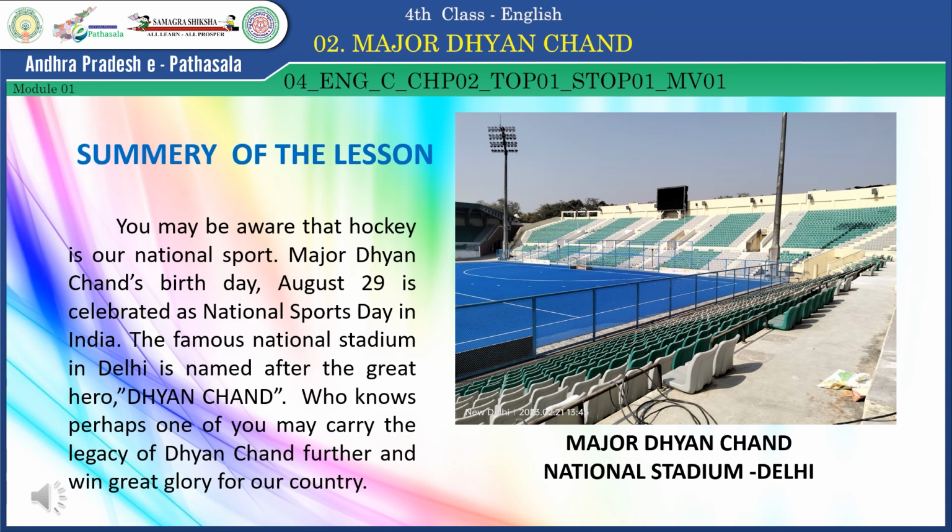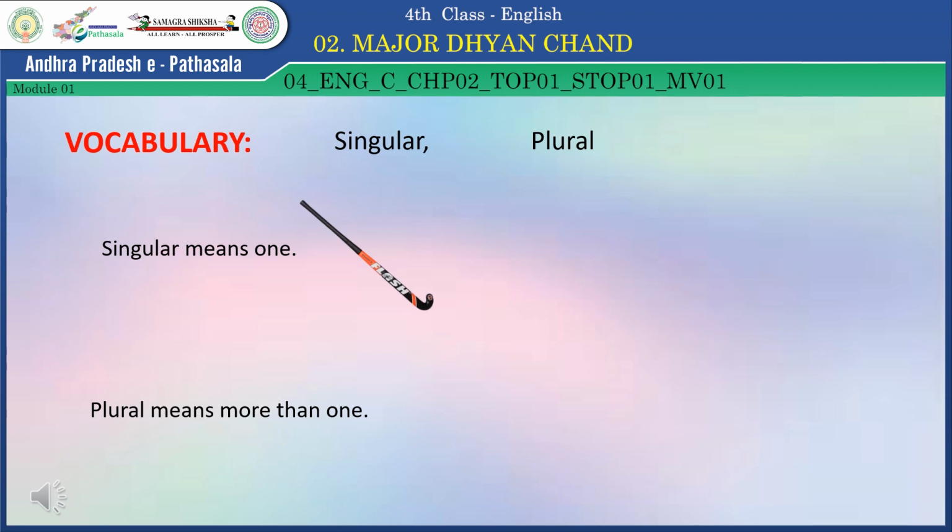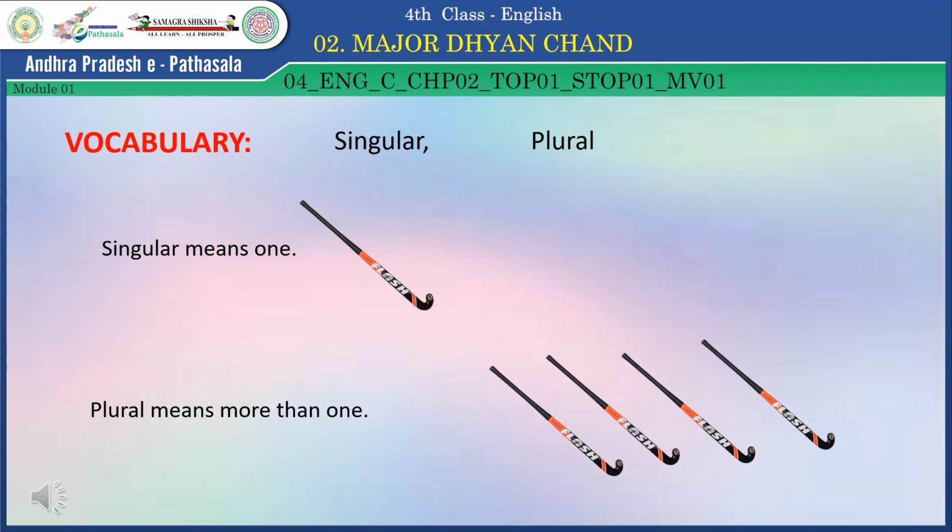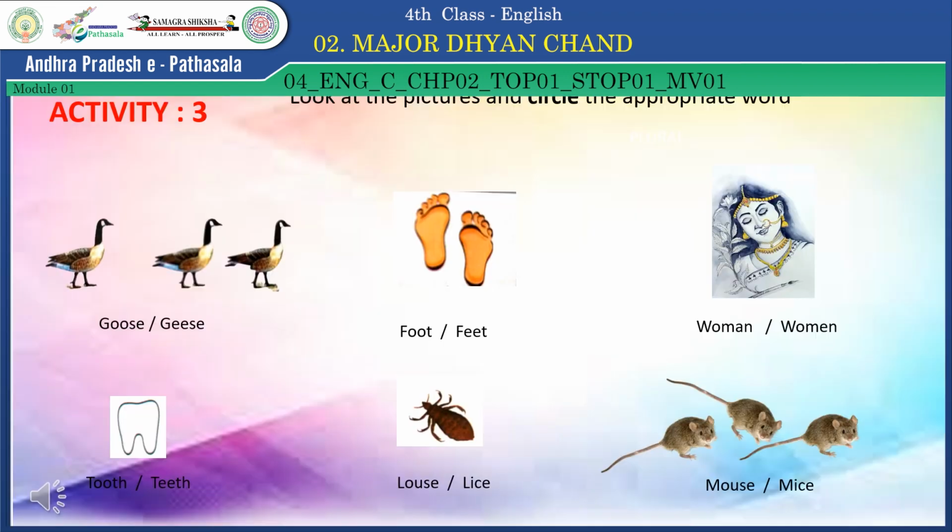Now, children, let us discuss about the difference between singular and plural in vocabulary part. Singular means one. Plural means more than one. Let us have a check about singular and plural words. Look at the pictures and circle the appropriate word.